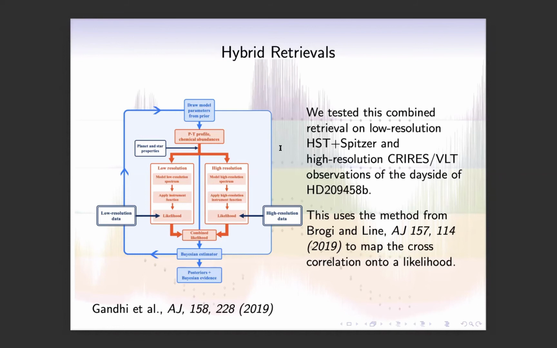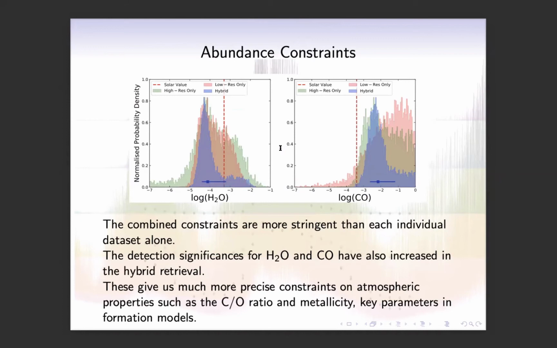And the abundance constraints that you get for water and CO are basically what you'd expect. They get tighter as we have the hybrid retrieval, as we combine the two. So let's take water to start with. In the K-band, there isn't much water opacity, so the high-res data has probably the weakest constraints. And then the low-res, you're constraining from the HST with C3. Combining the two, you get a much tighter constraint.